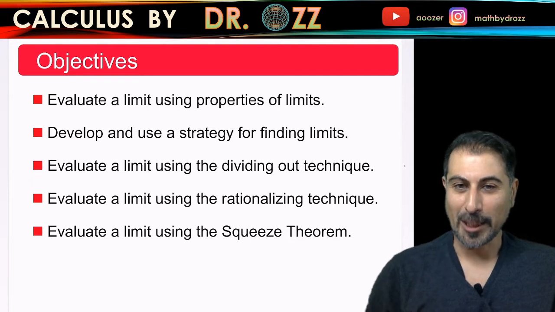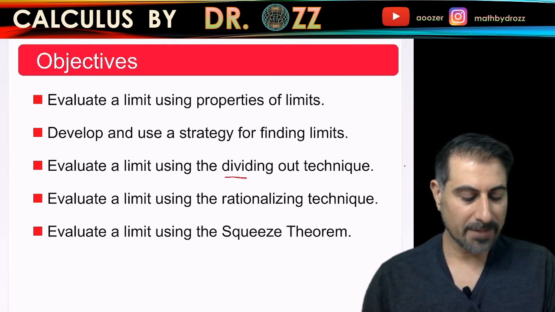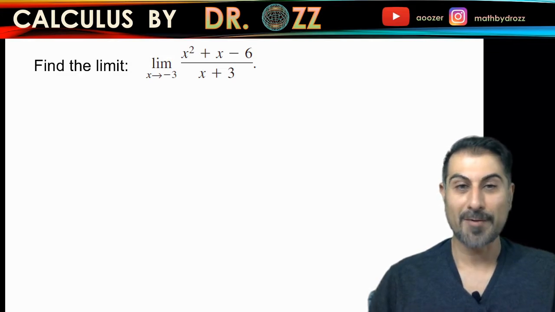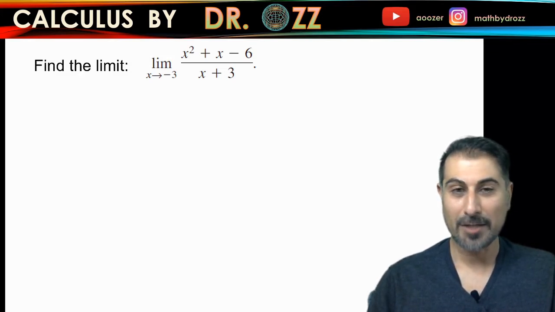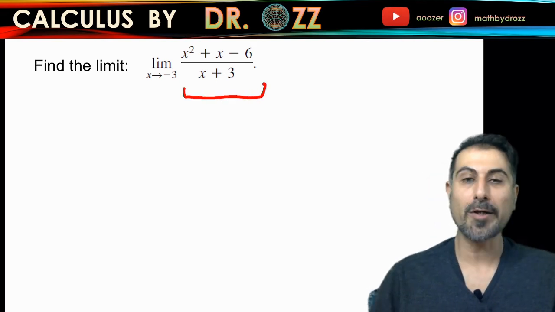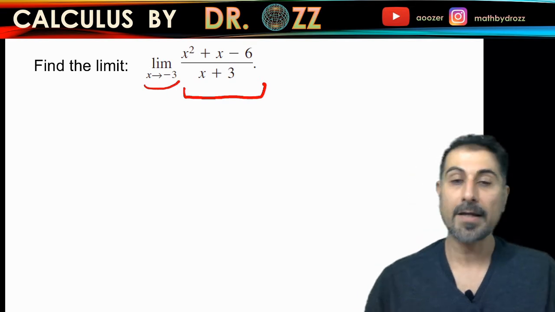In this video, we're going to learn the third learning objective, which is all about the dividing out technique. So let's see what this technique is telling us. To explain the dividing out technique better, I want to go with an example. We have a rational function, x squared plus x minus 6 divided by x plus 3. The limit point is -3.